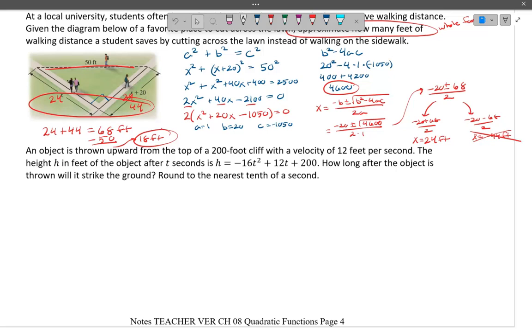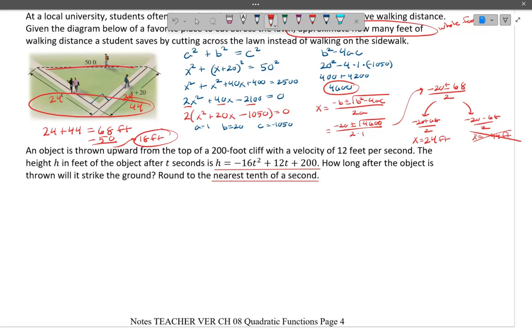The height in feet of the object after t seconds is given by this function. How long after the object is thrown will it strike the ground? Round to the nearest tenth of a second. This is also another hint right here that we're not going to need to simplify our radicand. We can go ahead and approximate the square root because we're going to be doing some rounding.